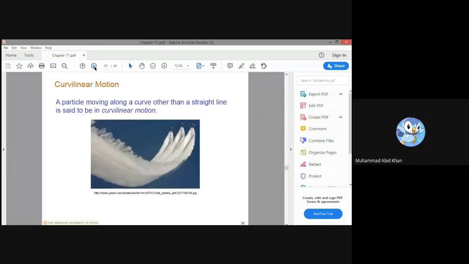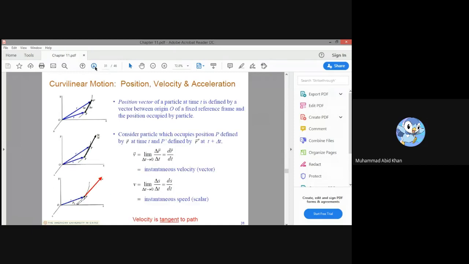Okay, now here is curvilinear motion. A very nice example is given here. There is a fighter jet. A particle moving along a curve other than a straight line is said to be in curvilinear motion. Here I will try to tell you about position, velocity and acceleration in curvilinear motion.